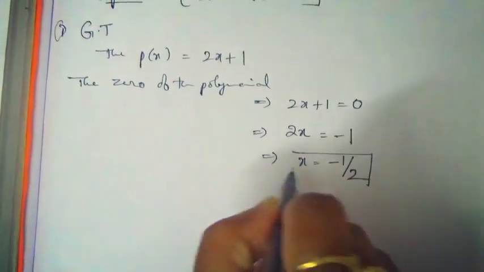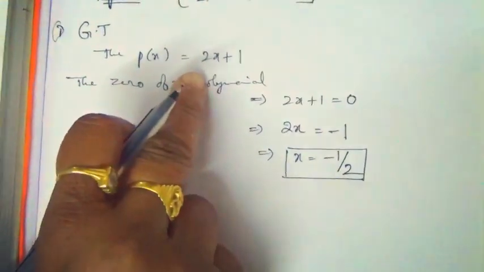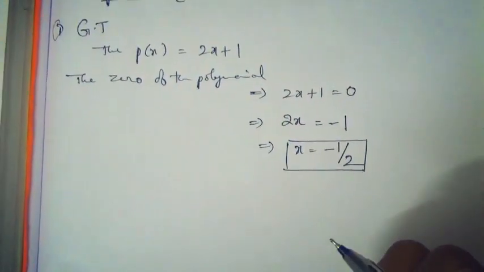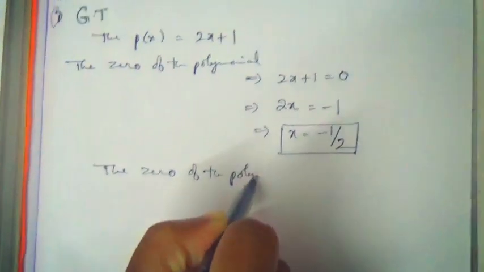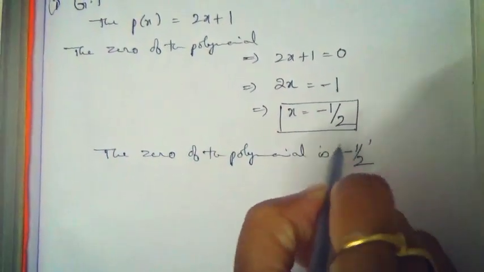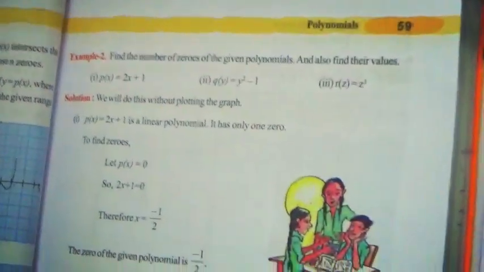How many zeros did you get here? Only 1, right? Why? Because it is a linear polynomial. For a linear polynomial, how many values will you get for x? Only 1, right? So the 0 of the polynomial is minus 1 by 2. That's it.